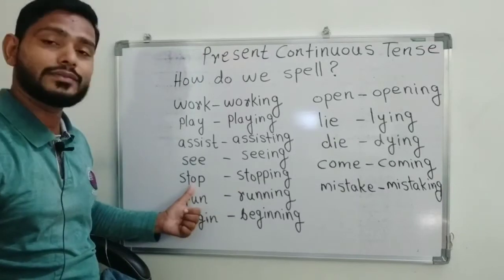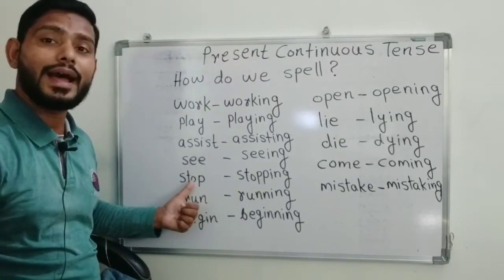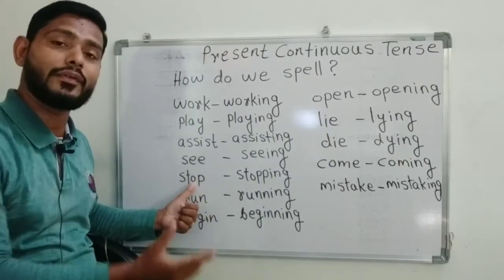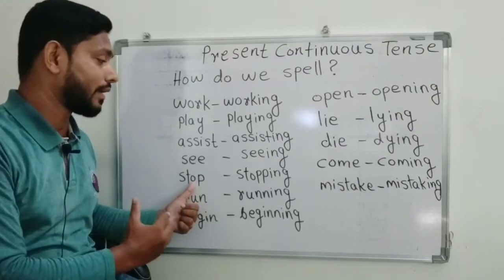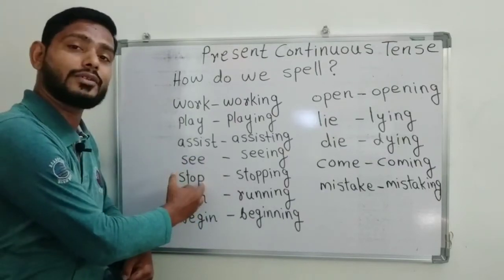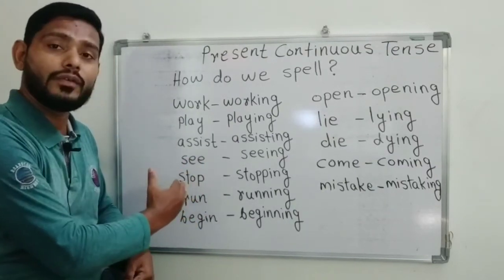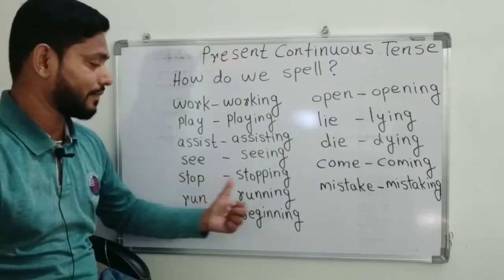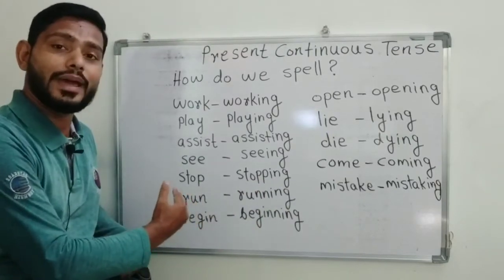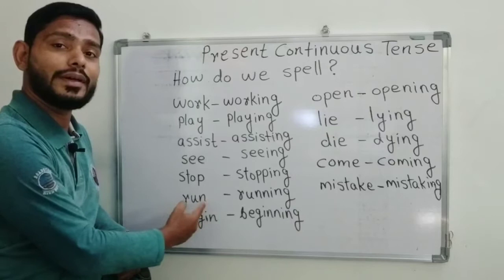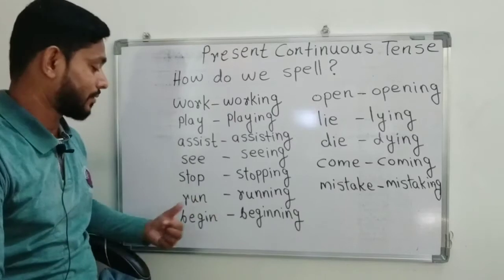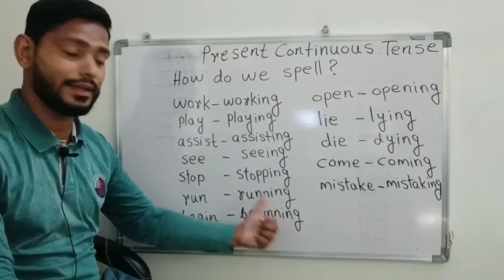I will make it clear to you. See, here in this verb stop, the last letter is a consonant, and just before that, the second last letter is a vowel. So if the verb ends with a consonant letter and just before that a vowel, then we have to double the last letter. So the last letter is doubled here. The same rule, when a base verb ends with a consonant letter and just before that a vowel, then we have to double the last letter.